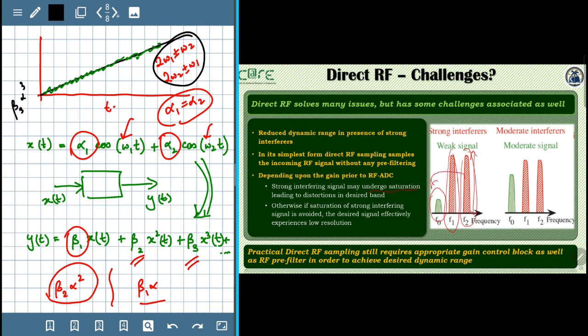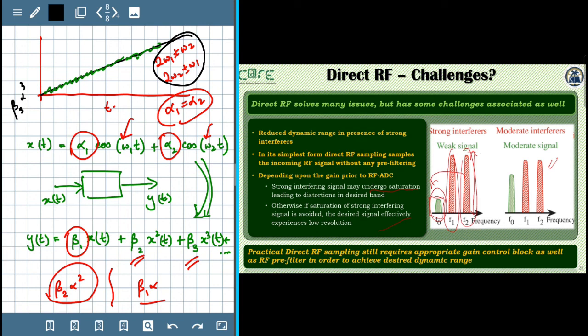And on the other hand, if the saturation of this signal is avoided, since the signal of interest is too weak, is too low, the effective number of bits that this signal encounters at the analog to digital conversion will be too low. So that effectively reduces the dynamic range of the RF ADCs in presence of strong interfering signals. The problem is not of much concern in a scenario like this, where the interfering signals are of moderate strength as compared to the signal of interest.